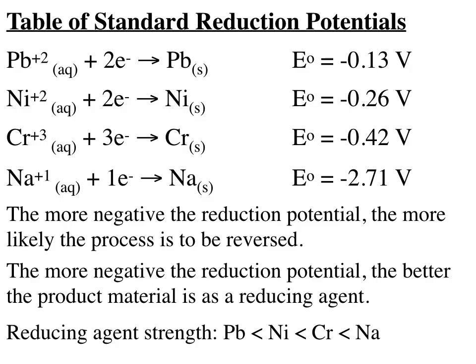Let's note how we can use the standard reduction potentials to quantify activity. Here I have listed from the table the reduction potentials for lead, nickel, chromium, and sodium. And this is for their cations to gain electrons to become the elemental form. The more negative a reduction potential, the more likely the process is to be reversed. That's what we should recognize from this.